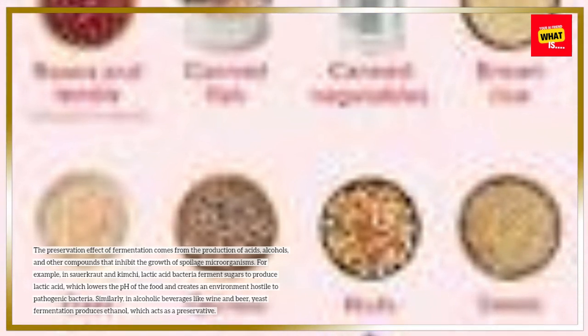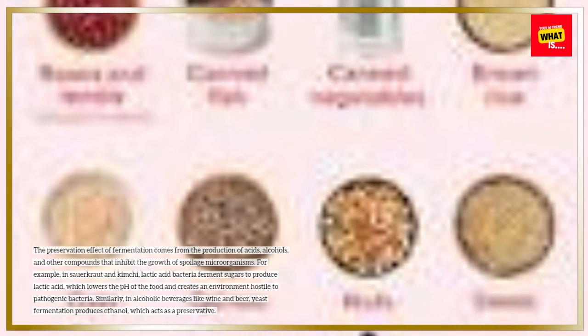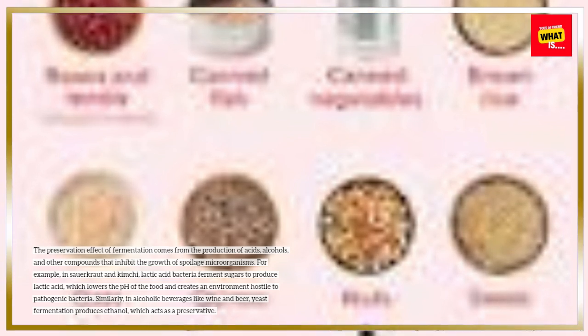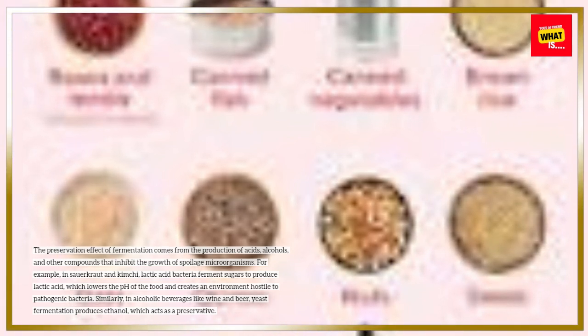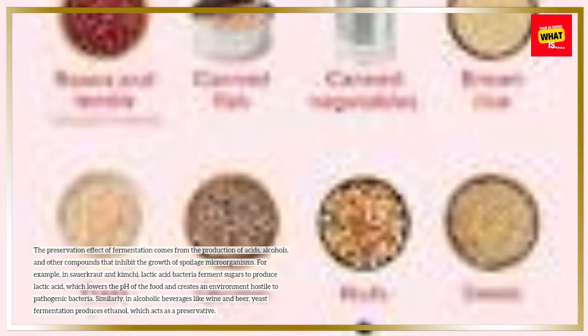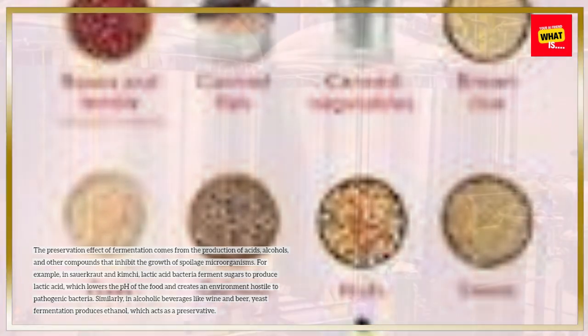For example, in sauerkraut and kimchi, lactic acid bacteria ferment sugars to produce lactic acid, which lowers the pH of the food and creates an environment hostile to pathogenic bacteria. Similarly, in alcoholic beverages like wine and beer, yeast fermentation produces ethanol, which acts as a preservative.